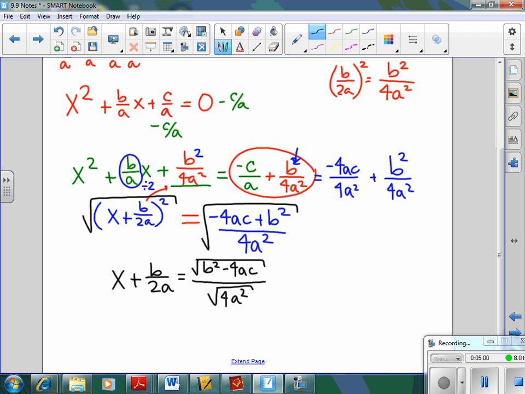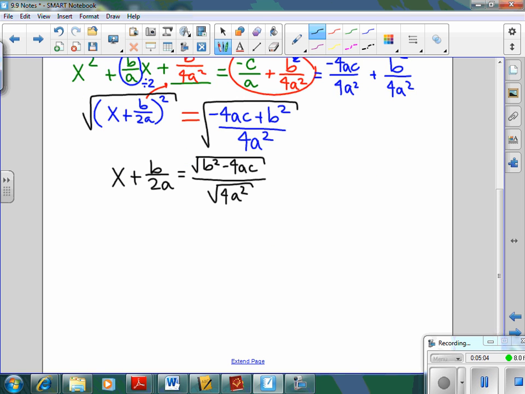Now in the bottom, that 4a squared, that's something that we can take the square root of. We know the square root of 4. We know the square root of a squared. So let's rewrite that. This stuff's alone equals the square root of b squared minus 4ac. Square root of 4 will give us 2, and the square root of a squared gives us a.